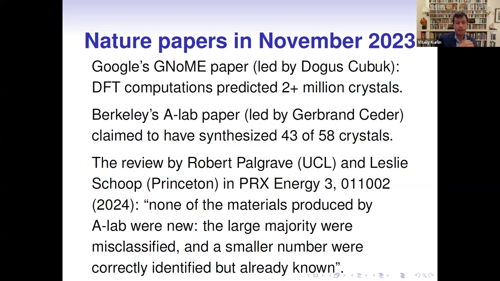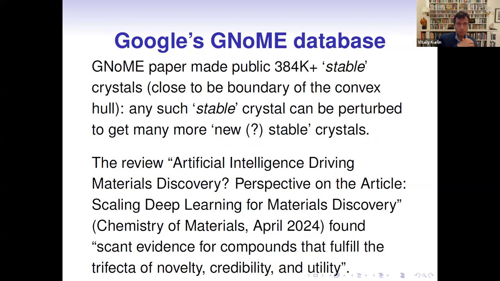Most of them were really disordered, and a small number, I think only three, were ordered and correctly identified, but these three materials were discovered in the last 3 years, so recently enough, but unfortunately they were also not new. Feel free to look at this rebuttal by real chemists. But we were, of course, thinking about the larger database, Google's GNoME. The GNoME paper made public a smaller number, not the 2 million they originally claimed, but still a large number: 384,000 so-called stable crystals.